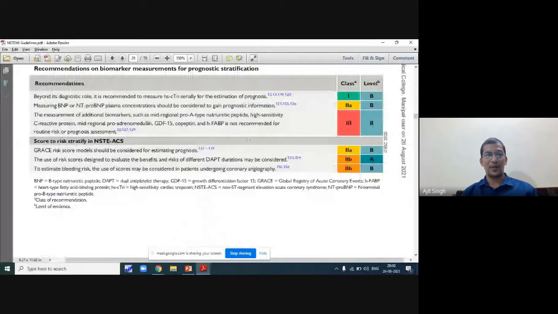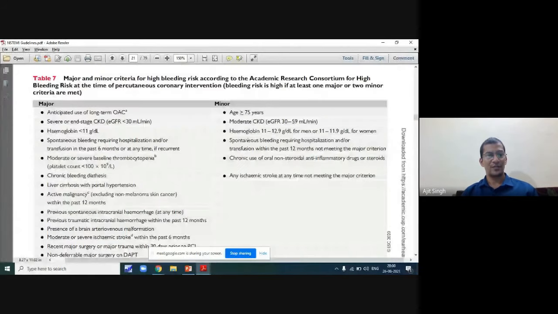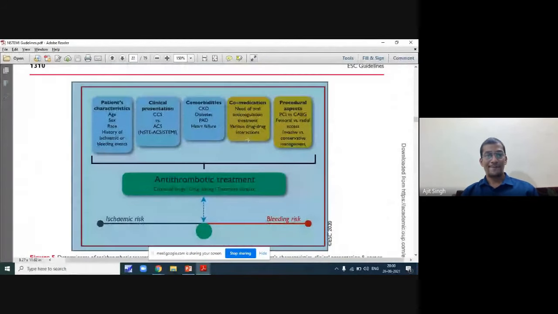I'll go to the treatment part now, which is very much important. So see, these are the antithrombotic recommendations. Look at this, very nicely they have given them. First, you have to assess the patient's age, sex, race, history of ischemia, and bleeding events. If the patient has a previous history of ischemia or a previous stroke, you should not give antithrombotic agents. If the patient was on anticoagulants or antiplatelets earlier, you should not go for antithrombotic treatment at all.